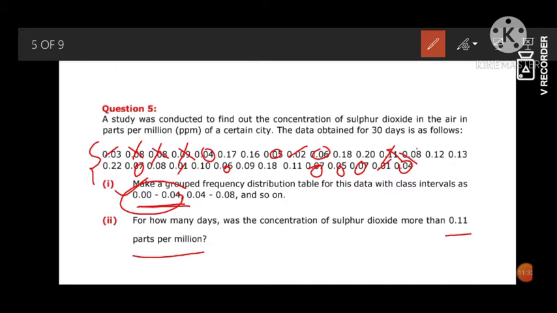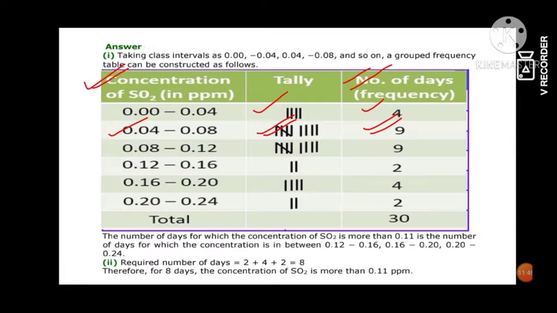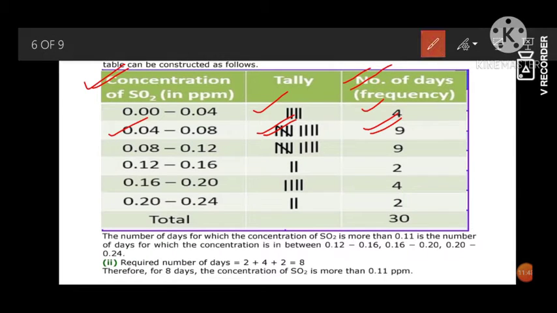4, 5, 6, 7, 8, 9. So we have found 9. Let us see how many it is. There are 9. So tally is of 9, and days is also 9.